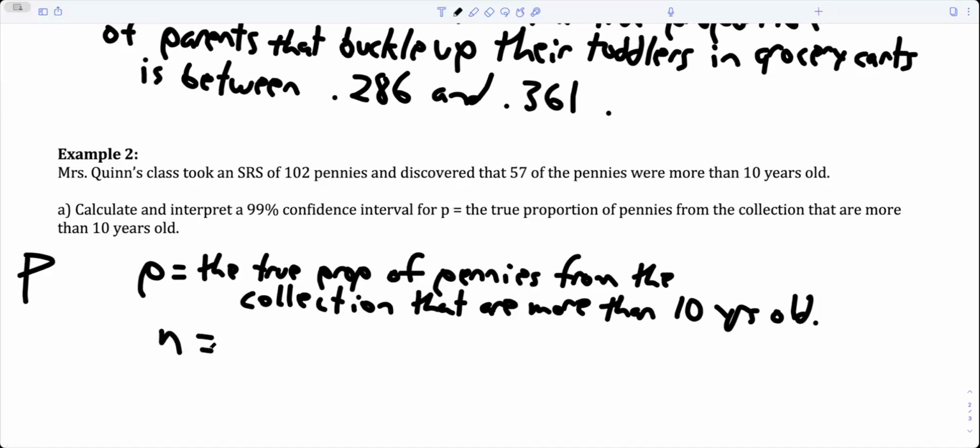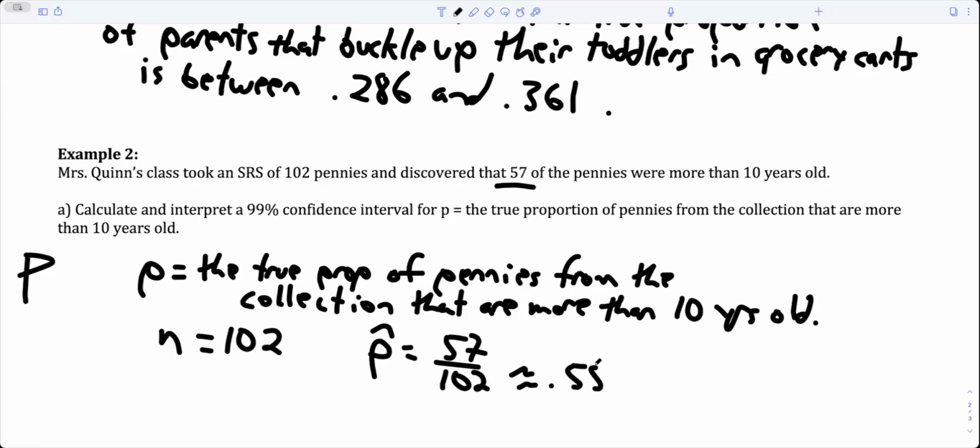Also, in the parameter section, I'm gonna write down my sample size. n is 102. And so p hat, 57 of them were more than 10 years old. So I got 57 out of 102. And that gives me a p hat of 0.559.